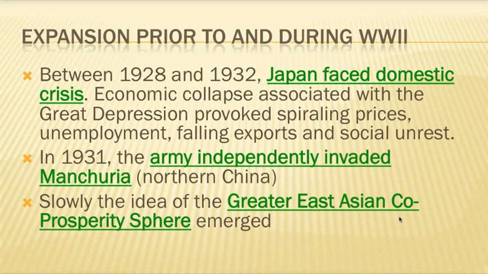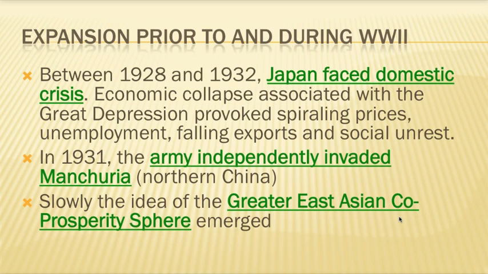What we're starting to see develop here is slowly the idea of the Greater East Asian Prosperity Sphere emerged. We like to think of the Japanese Empire as the Japanese Empire. They called it the Greater East Asian Co-Prosperity Sphere. What a name, right? Why do you need a name that long? But that was what the Japanese Empire was to the Japanese out in the East.